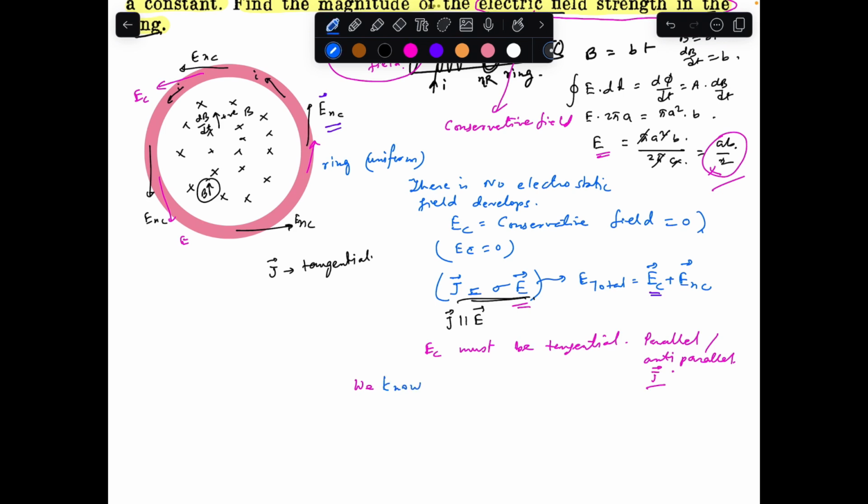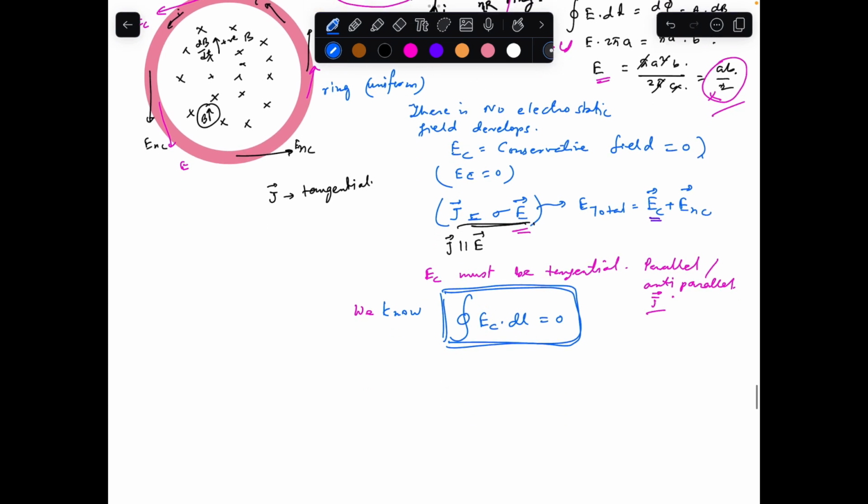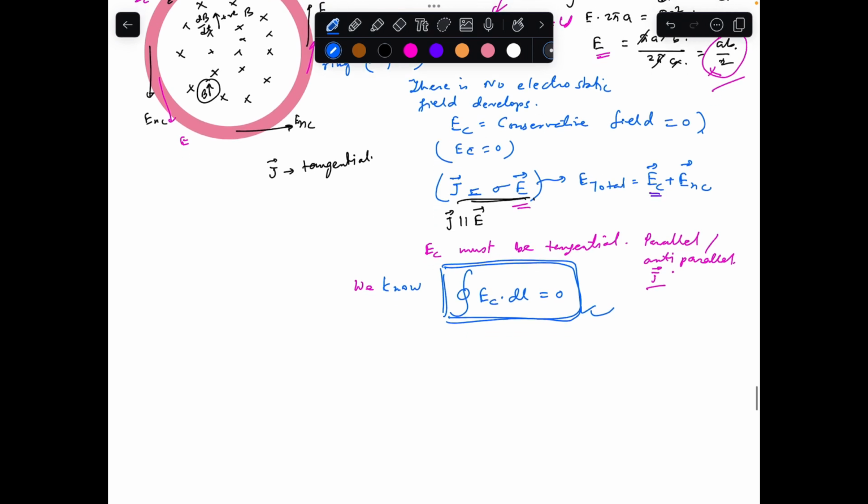and we know, for a conservative field, the closed integral of EC dot dl equals 0. Correct? Because a conservative electrostatic field never forms a closed loop, you know that. So for a closed loop, EC dot dl will be 0.